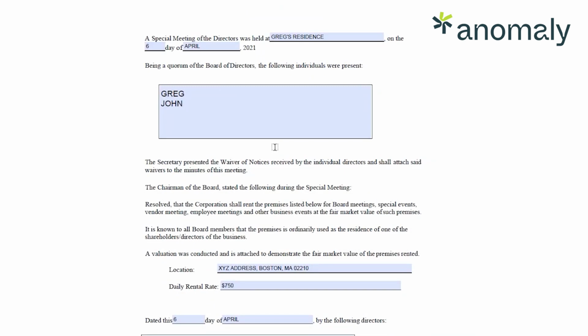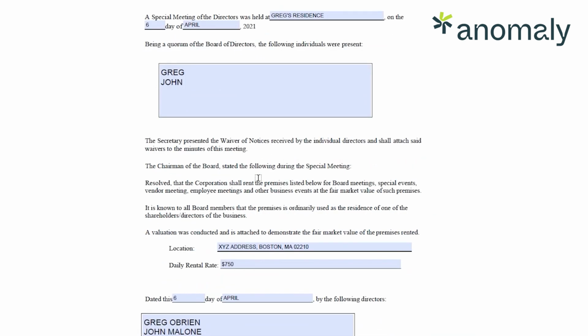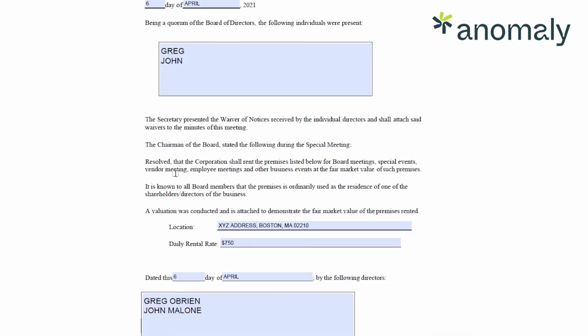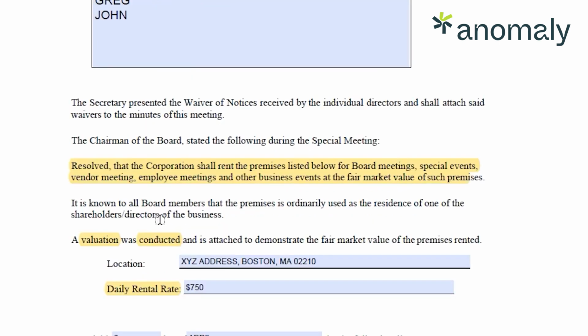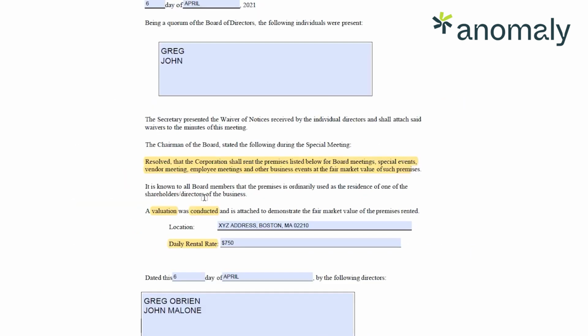So saying that the board here has agreed that we're going to rent, as you see here, or approval of the rent of the residence for various vendor meetings, employee meetings, other business events, and that a valuation was conducted and we're using the daily rental rate of $750. So this is saying, hey, we've gone through these steps. Now us as the board, we're voting to approve the business to rent the property from this individual.